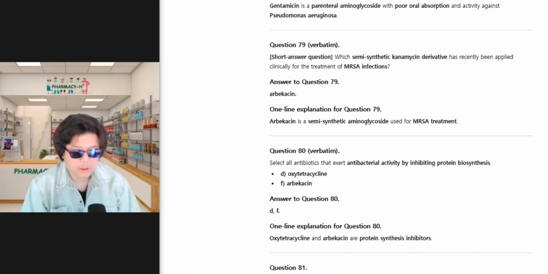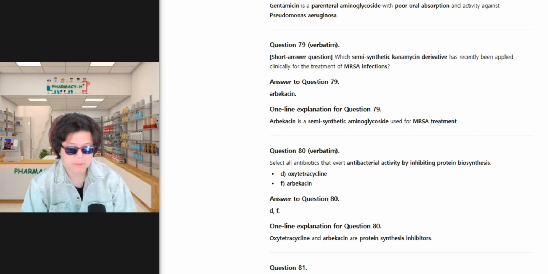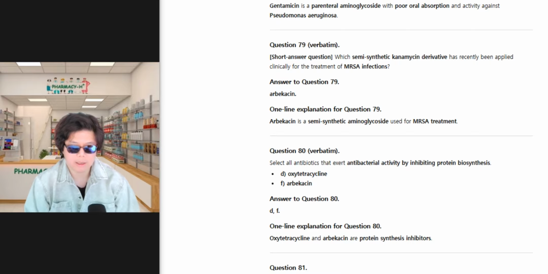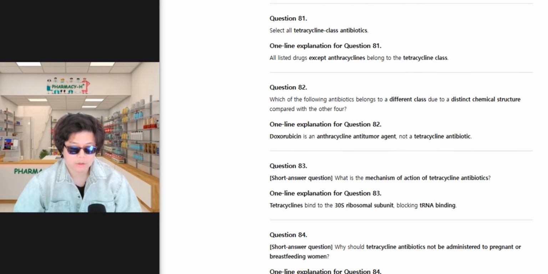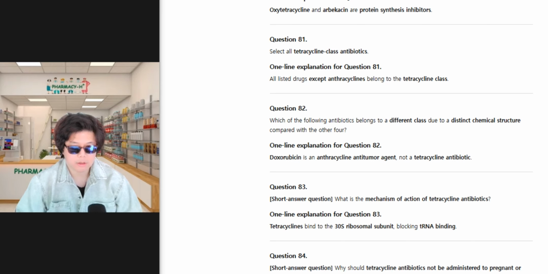Question: select all antibiotics that exert antibacterial activity by inhibiting protein biosynthesis. Answers: oxytetracycline, arbekacin. Explanation: oxytetracycline and arbekacin are protein synthesis inhibitors. Question: select all tetracycline class antibiotics.